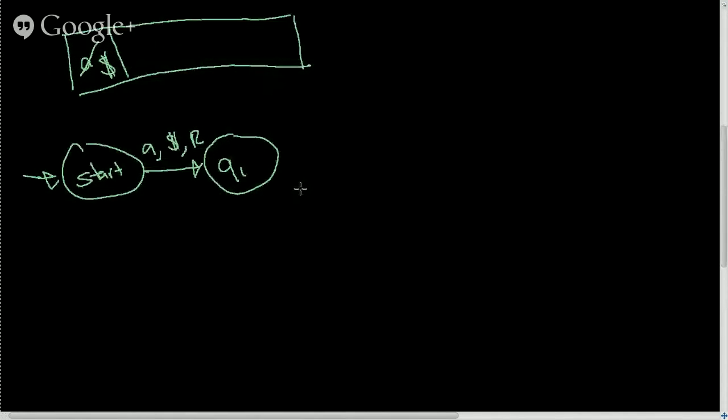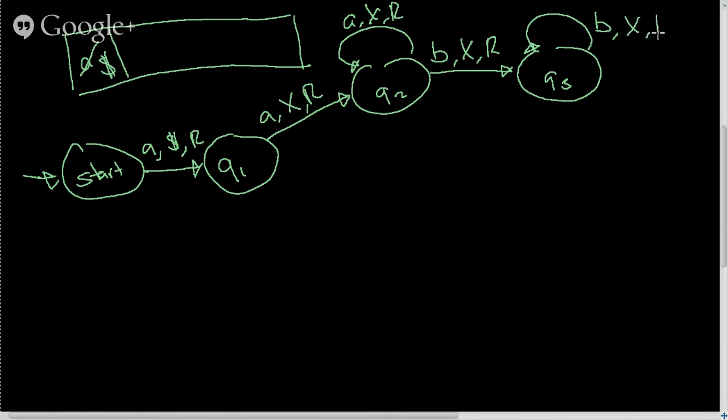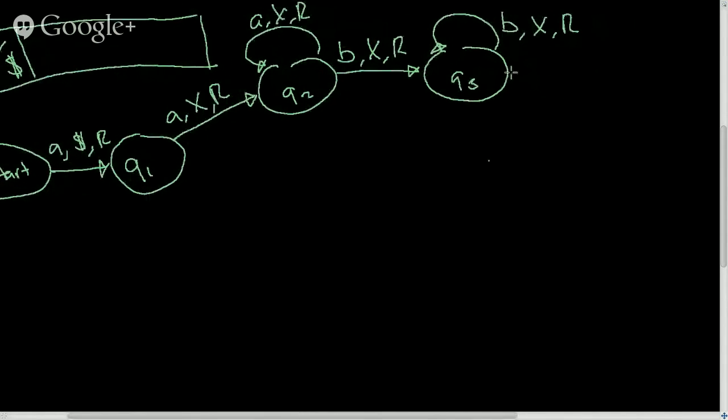Let's deal with the easy option first, where there's more than one A. If we read an A, we're just going to write X and move right, and we're going to do that for as many A's as there are. From there, if we see a B, write X, move right. Do that for as many B's as there are. Then if we see a C, write X, move right. Do that for as many C's as there are.